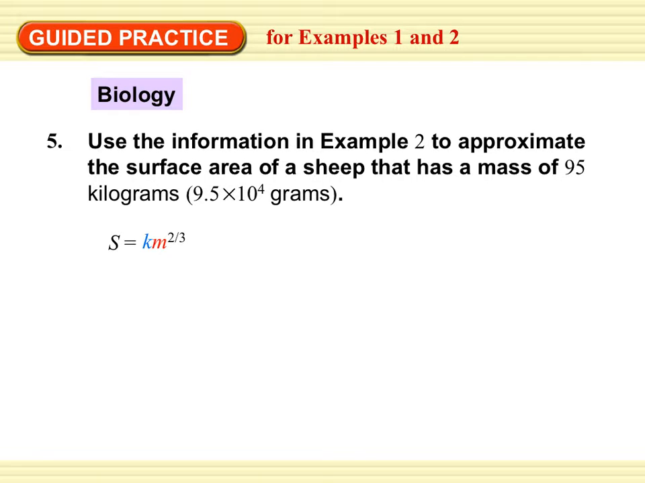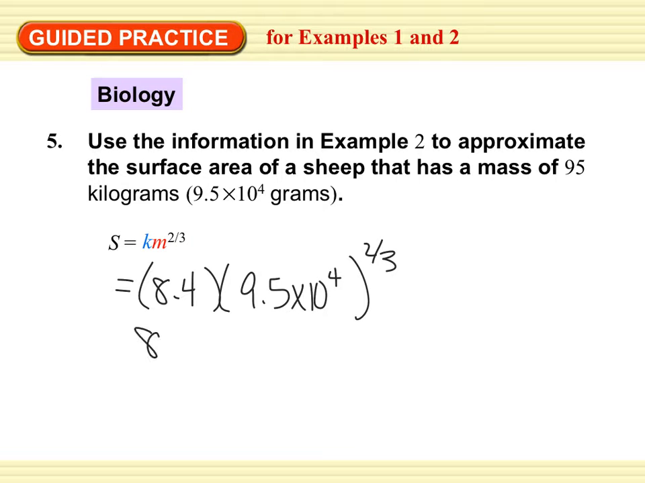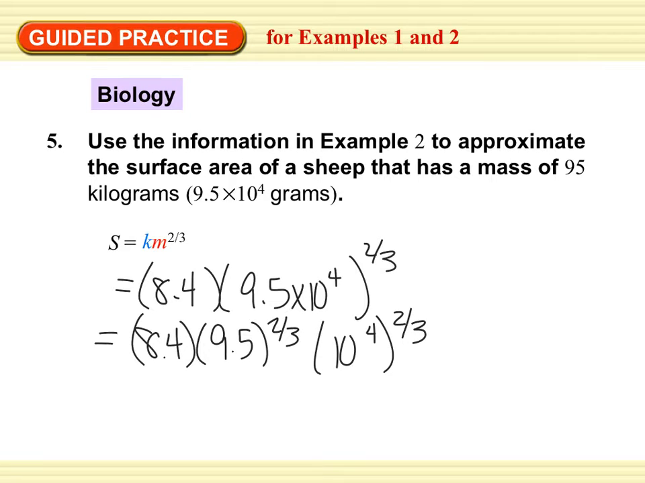Use the information in example 2 to approximate the surface area of a sheep that has a mass of 95 kilograms. Let me get what the K value is for that example. Sheep, K is 8.4. So 8.4 times 9.5 times 10 to the 4th grams raised to the 2/3. So 8.4 times 9.5 to the 2/3 times 10 to the 4th to the 2/3. That all simplifies down to approximately 17,500 centimeters squared.